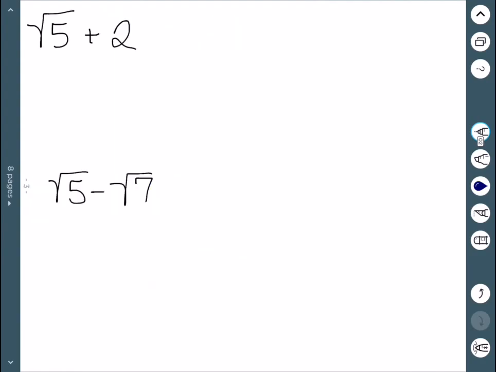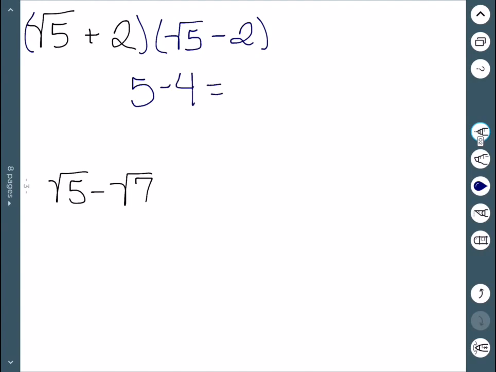A few more. This one, we would once again just want to change the sign in the middle. It was a plus, so I'm going to make it a minus. So when I multiply, the square root of 5 squared is 5, and the square root of 2 squared is 4. So this one would leave us with 1.